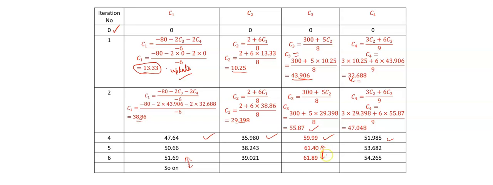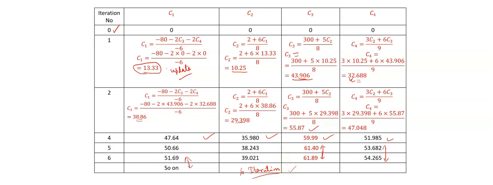So if two consecutive values are very near, we can stop. If you do that, maybe at the sixth iteration you will get the same value, or the same consecutive value, in two iterations. Then you can stop the calculation. So this is the hand calculation.